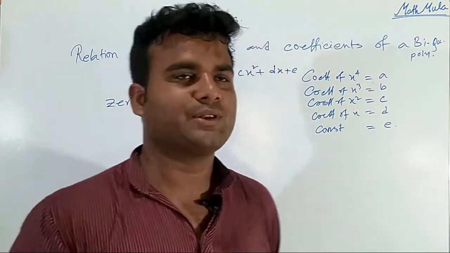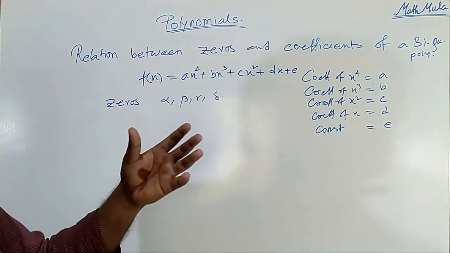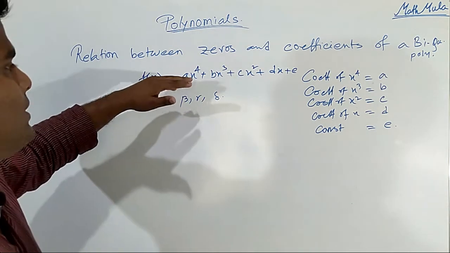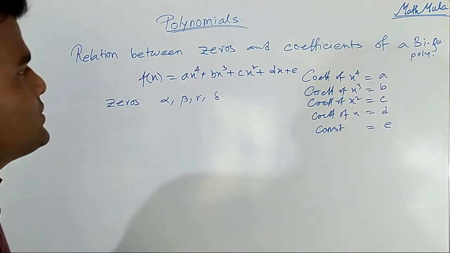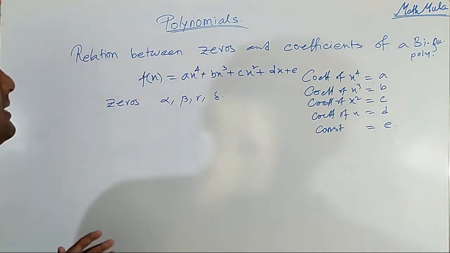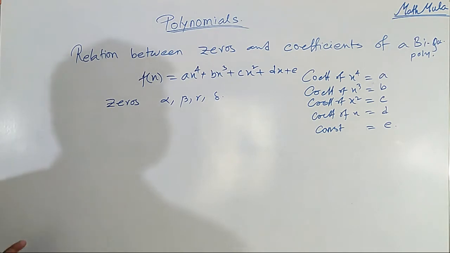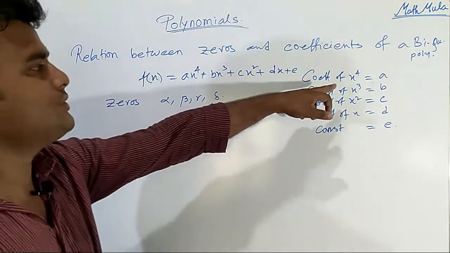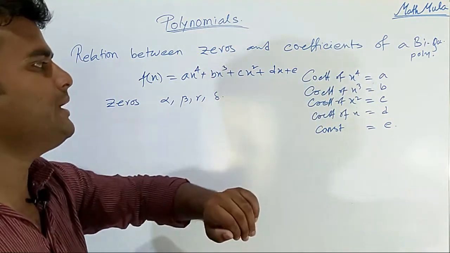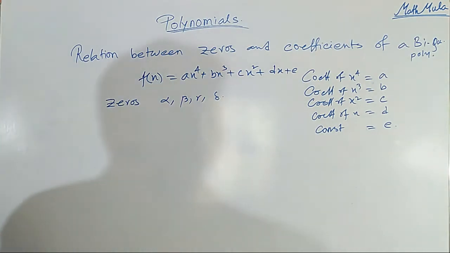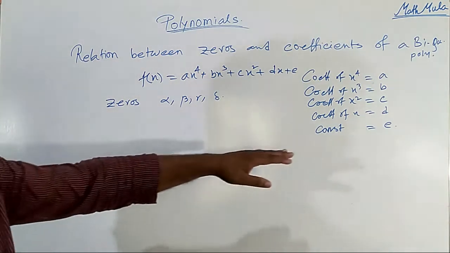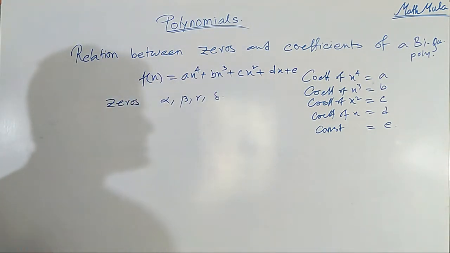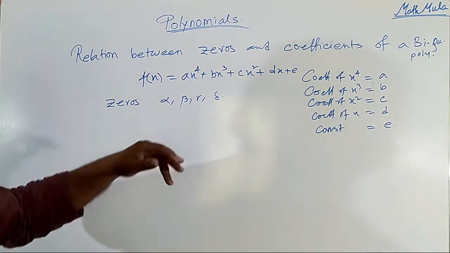Now we know the relation between zeros and the coefficients of a cubic polynomial. Now what is a biquadratic polynomial? f of x is equal to ax to the power 4 plus bx cube plus cx square plus dx plus e is a biquadratic polynomial because the highest power of x is 4. The coefficient of x to the power 4 is a, the coefficient of x cube is b, the coefficient of x square is c, the coefficient of x is d, and the constant term is e. Since this is a biquadratic polynomial, it has 4 zeros. Let the zeros be alpha, beta, gamma and delta.